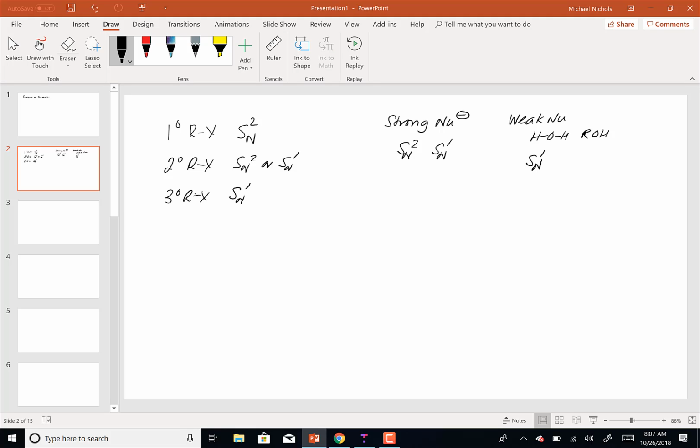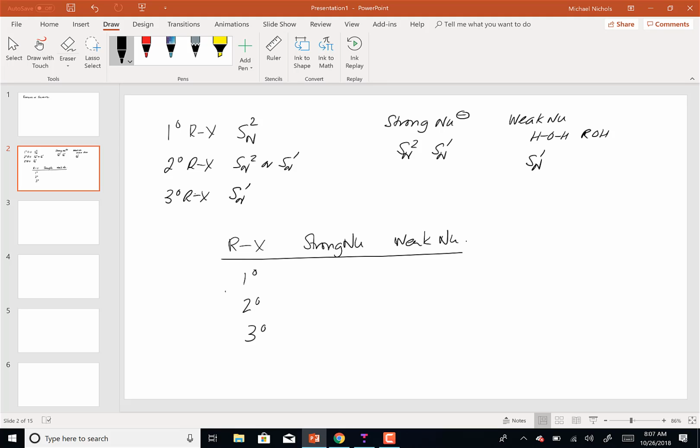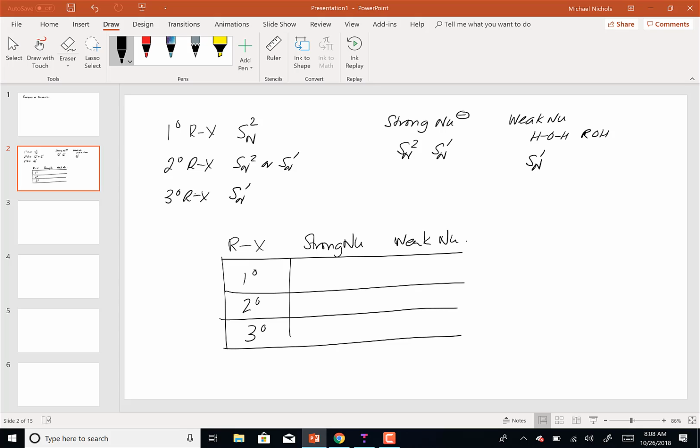So the way we normally set this up is we say, okay, we've got a primary halide, or actually we'll do it this way. Here's the halide: there's primary, secondary, and tertiary. And then over here we have a strong nucleophile, and then we've got a weak nucleophile. And so there's our grid.